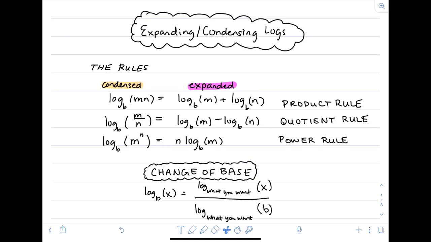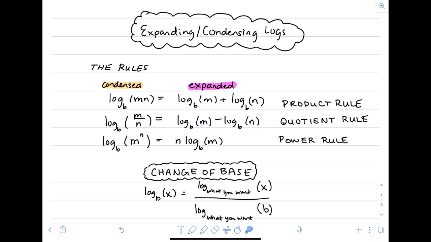So today we're going to be talking about expanding and condensing logarithms, and we're also going to cover the change of base formula. So let's take a look at our three basic rules. First off, we have the product rule. For the product rule, in the condensed form, that's where the name is coming from, we have a product of m times n. And when you expand it, it becomes a sum. So still the same base, log base b of m plus log base b of n.